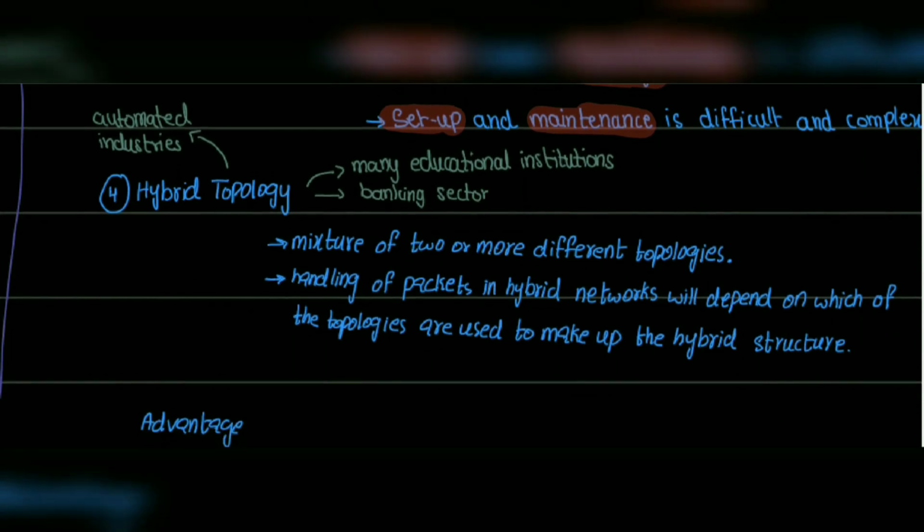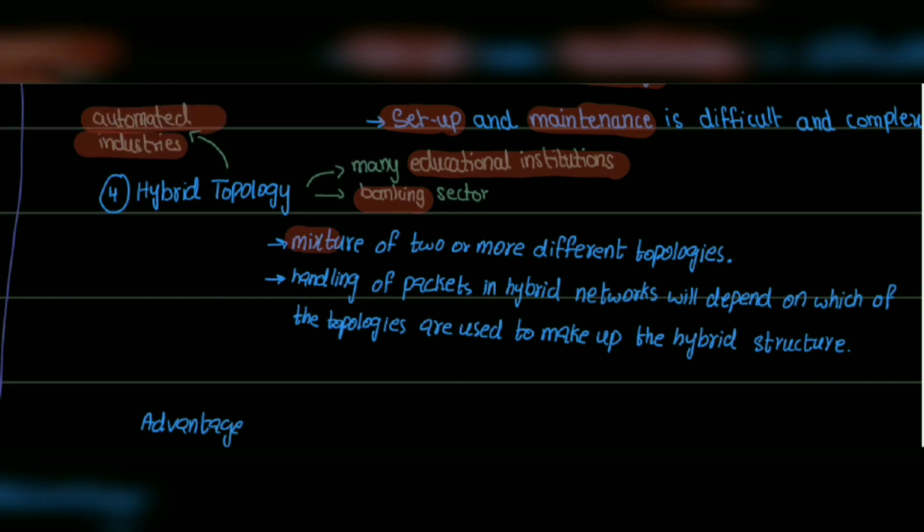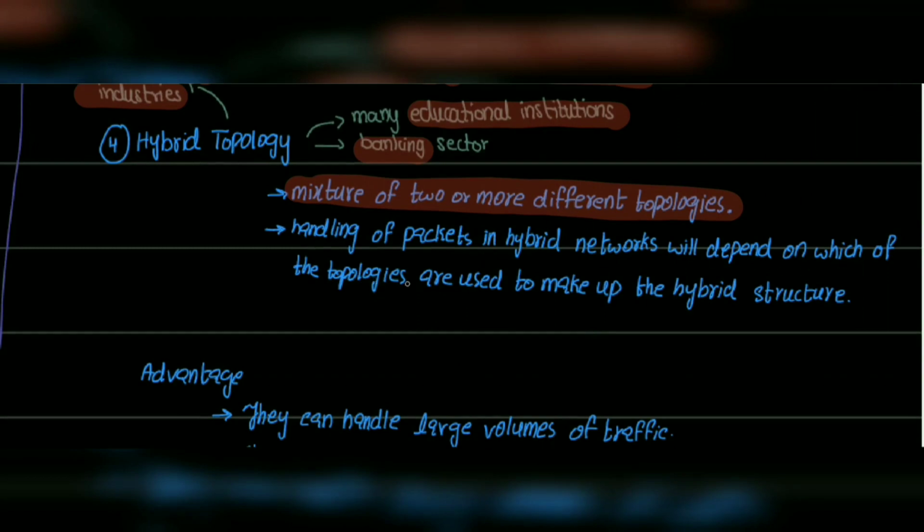Hybrid topology is another level. It's more like a mixture of two or more different topologies. For example, you have a bus topology, star topology and ring topology all connected to one another. This forms a hybrid topology. It's being used in banking, educational institutions, and automated industries. Handling of packets in a hybrid network will depend on which of the topologies are used to make the hybrid structure.